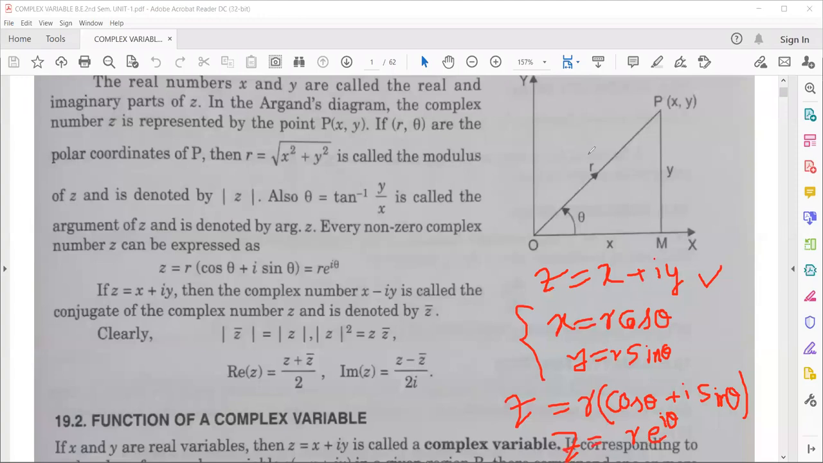And what is r? I have already described it here. This r is equal to root over x square plus y square, and theta is equal to tan inverse of y upon x. So this Z is equal to r e to the power i theta. This is the form of a complex number in terms of polar coordinates.